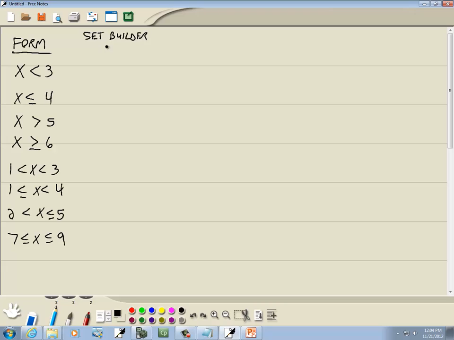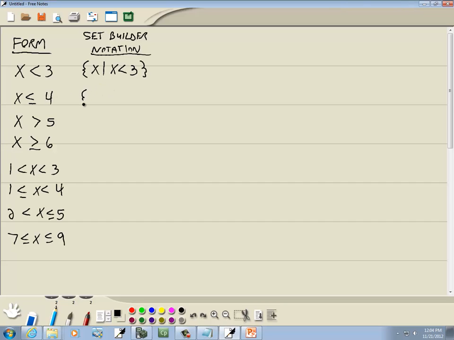We have something called set builder notation, which is very easy. You put curly brackets around it, x with a vertical bar, and then whatever you have over there under the form. So again, x is less than 3, just go straight over there, put curly brackets around it, x vertical bar. Now the vertical bar reads "such that." So this is a set of all x values such that x is less than 3.